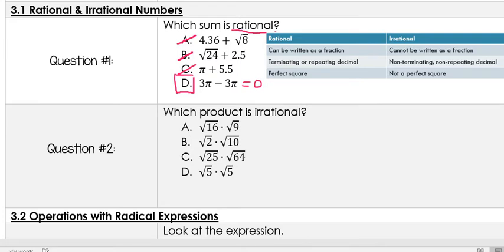Right, in question number 2, it says which product is irrational? Okay, so if I look at this chart up here, remember that our irrational numbers cannot be written as a fraction. They're non-terminating or non-repeating decimals, and they're not perfect squares.